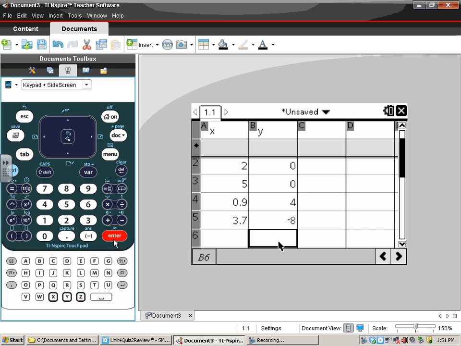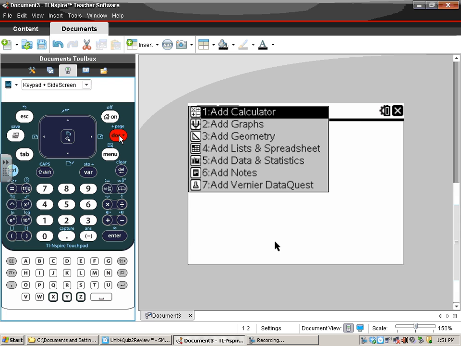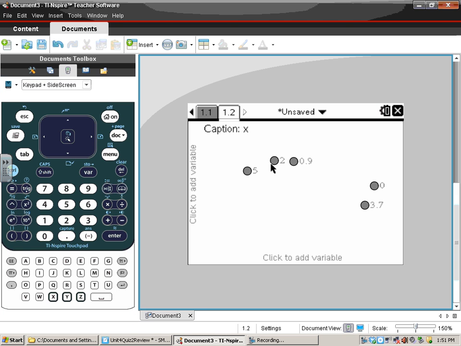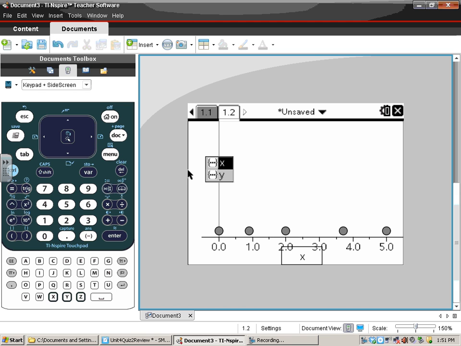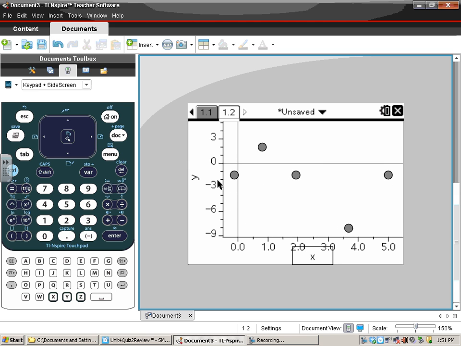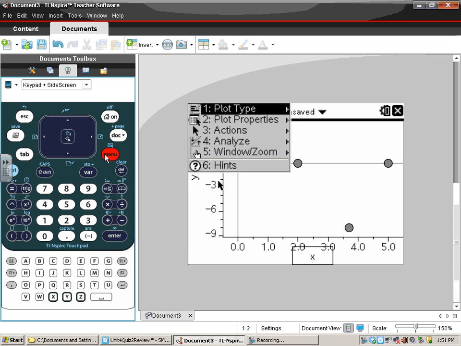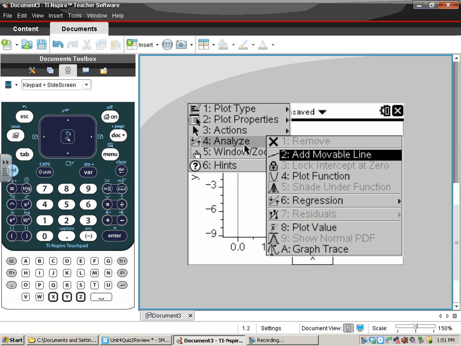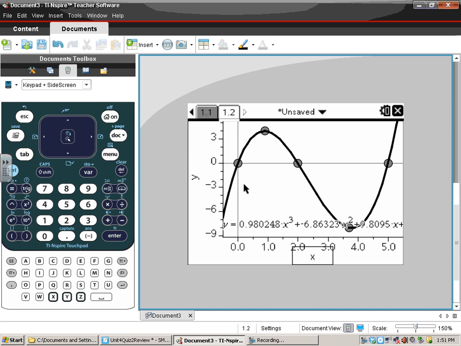So now I have all my points in the lists and spreadsheet. I press Control Doc to add a page. Now I want a data and statistics page. I set this as my x-axis and that as my y-axis. And now we said the degree is 3, most likely, right? It has to be at least 3. So let's start with a cubic regression. Degree 3 is cubic, regression, show cubic.